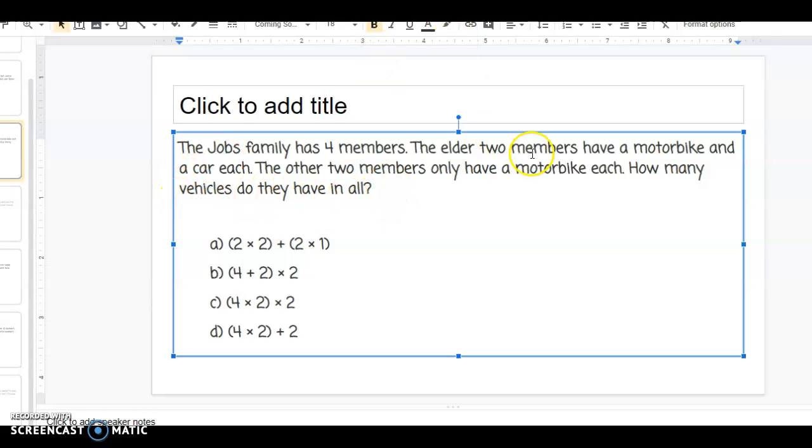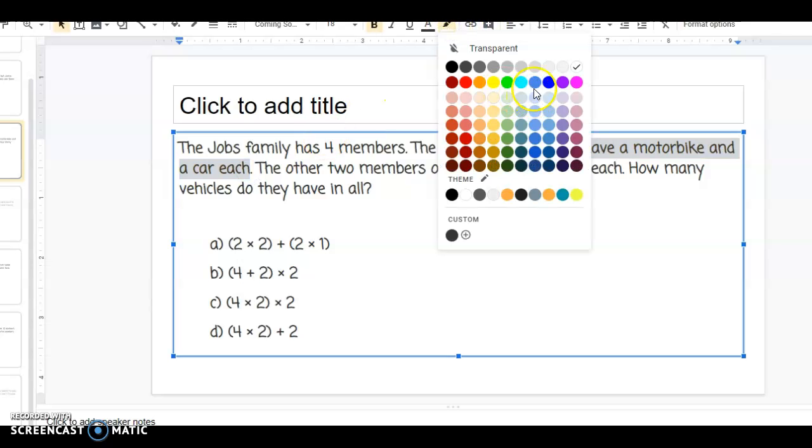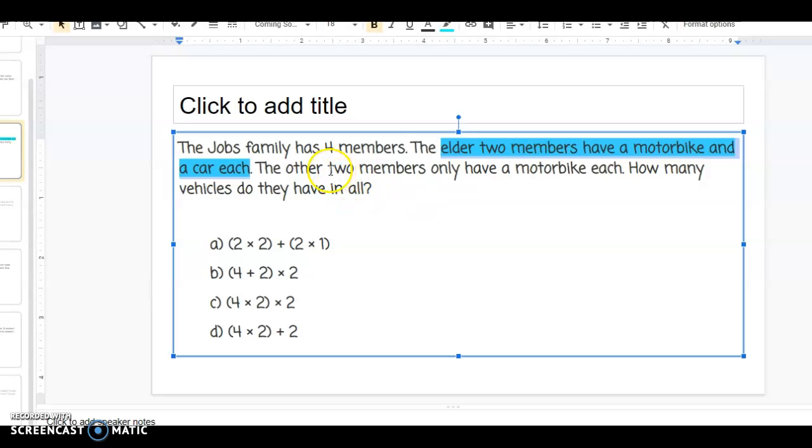Well, again, I want to look for my important information. So I have the elder 2 members have a motorbike and a car each. That's telling me that they each have 2 vehicles. So 2 people each having 2 vehicles. That's important information. And then I see that the other 2 members only have a motorbike each. So the other 2 people only have 1 vehicle.